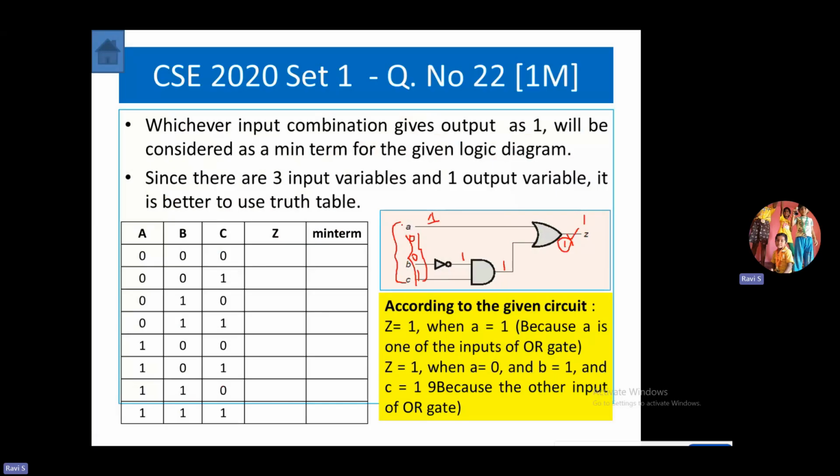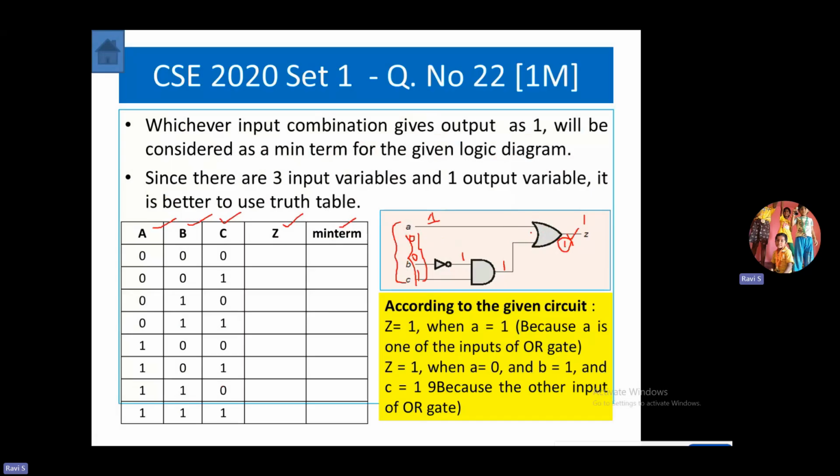So the solution is quite simple. We list all possible input combinations, because there are only three input variables. We just have three columns for the input variables and one column for the output variable. We have added one more column just to identify its decimal value, because Minterms are normally represented in decimal form. Now let us look at the diagram here.